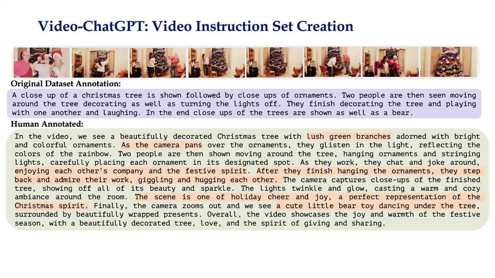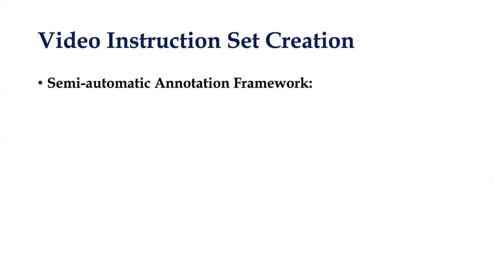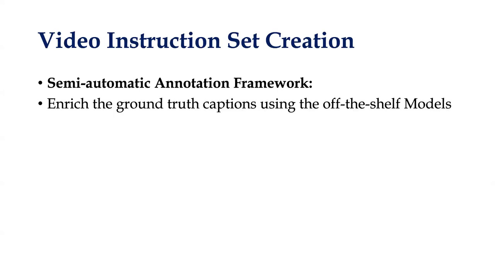So if you look at the comparison that the human annotator highlighted, as a camera pans, lush green branches, enjoying each other's company and festive spirit after they finish hugging ornaments and all this. The scene is one of holiday cheer and joy, a cute little bear and so on. Okay, so now it's a semi-automatic annotation framework, and they want to enrich this using off-the-shelf models.